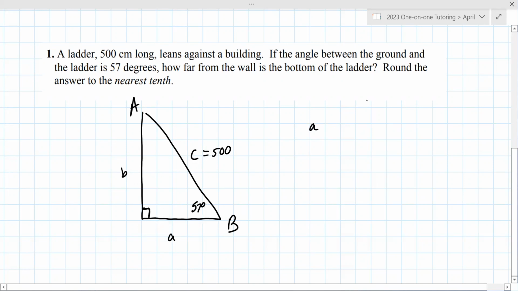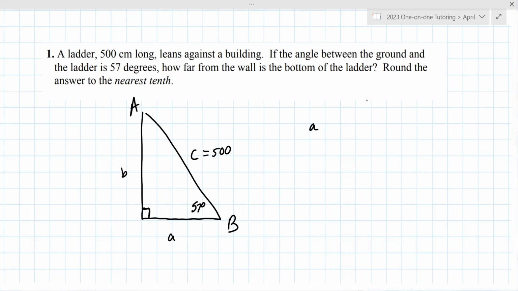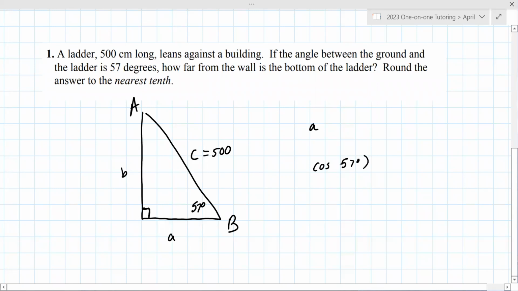Are you going to use sine, cosine, or tangent to do that? Cosine and tangent. Cosine? Okay, you seem a little uncertain here. Cosine of 57 degrees equals adjacent over hypotenuse. What is adjacent to the 57? I'm not saying you're wrong. We're just going to carry it through. Adjacent is side A over side C, and the hypotenuse is 500.